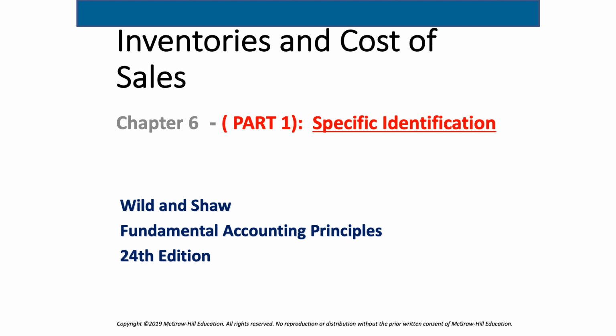In this video, I'm going to explain Chapter 6, Part 1, which talks about the specific identification. The main title of this chapter is Inventories and Cost of Sales. This is also one of the important chapters that you have to pay attention to.